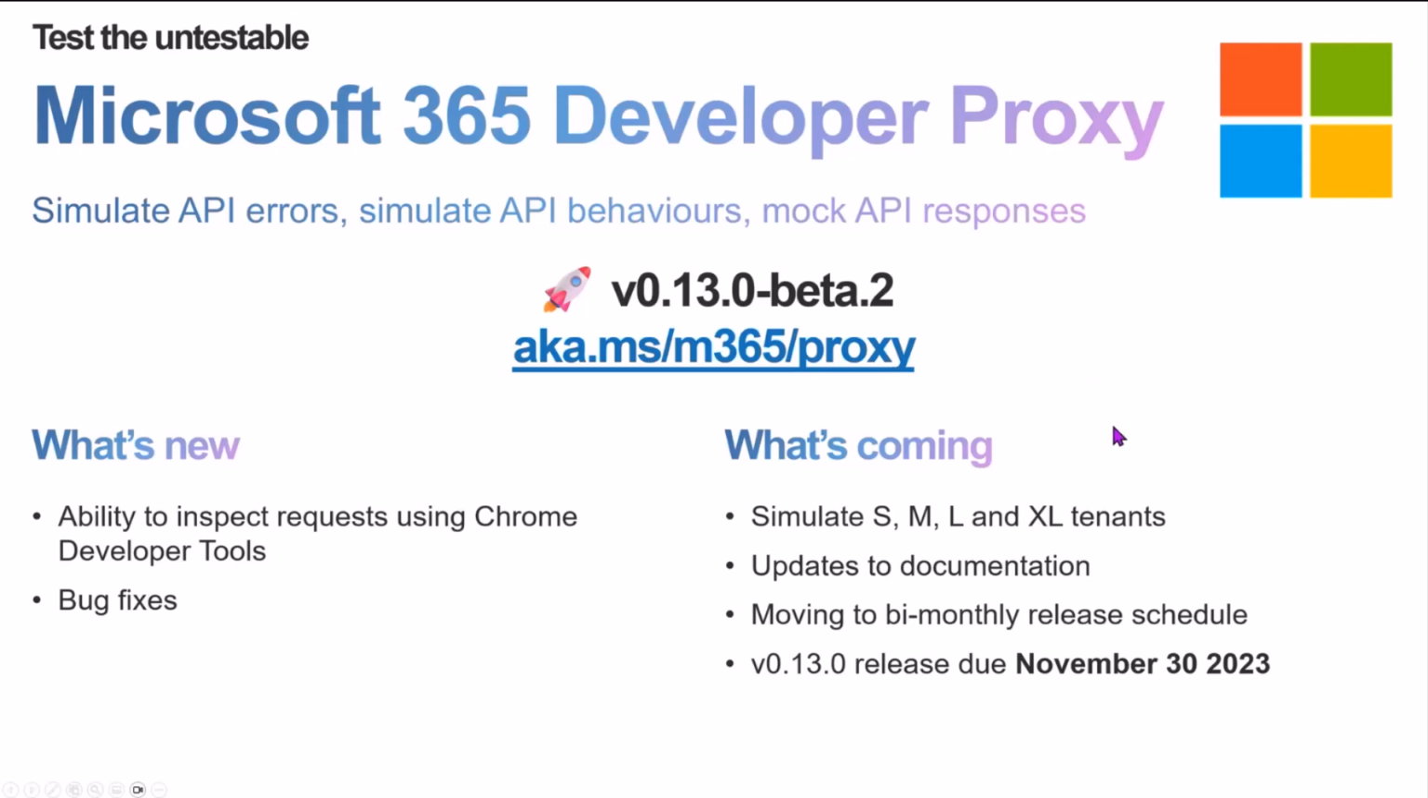We've also got a few bug fixes that we've worked on, and we're looking at other features as well, like simulating different sizes of tenants and also making some updates to our documentation. So if you're interested in the proxy, go to aka.ms/m365/proxy. You'll find the latest release, the beta release, and all our documentation as well.